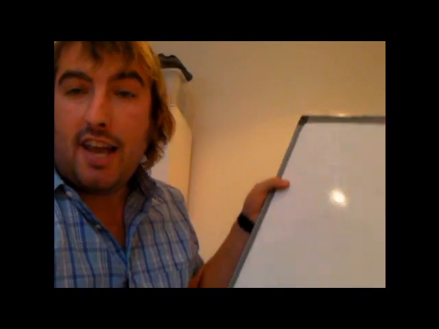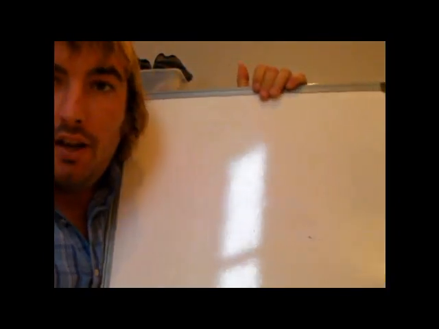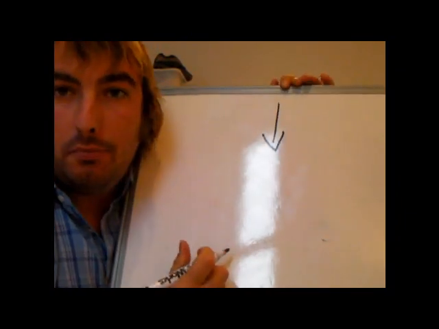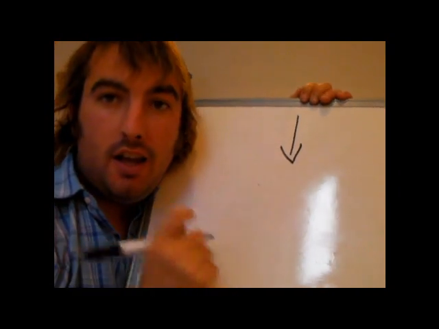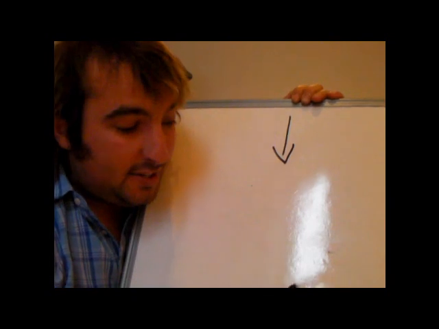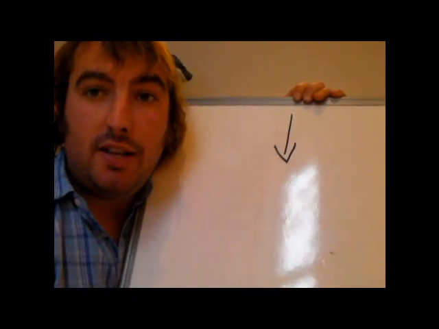So our point of sail. First of all, we've got the wind blowing down the board, represented by this arrow, and then what we're going to look at are the different angles that we can sail a boat, or where we can't sail a boat, in relation to the wind.